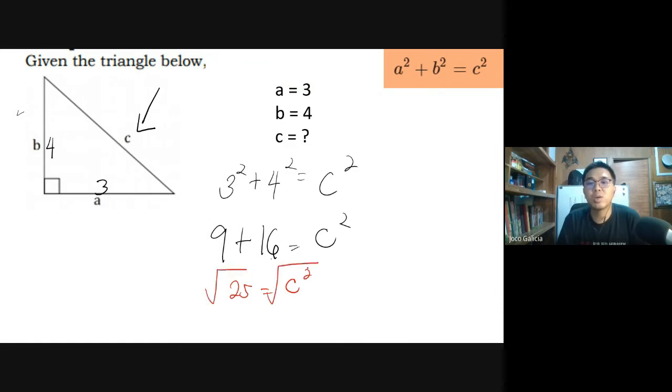Dahil si square root of C squared, ang hinahanap kasi lang is yung value ng C. Hindi C squared, hindi C cubed, hindi C raised to the 4th power. Kung hindi, C lang. Square root of 25 is equal sa 5. Square root of C squared ay equal sa C. So therefore, yung value ng C natin ay 5.